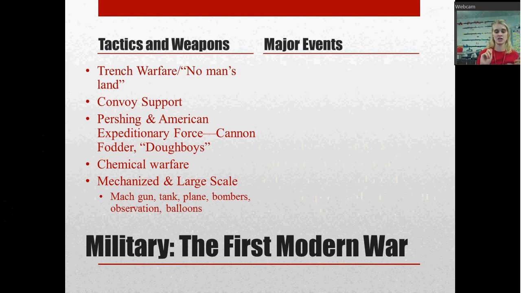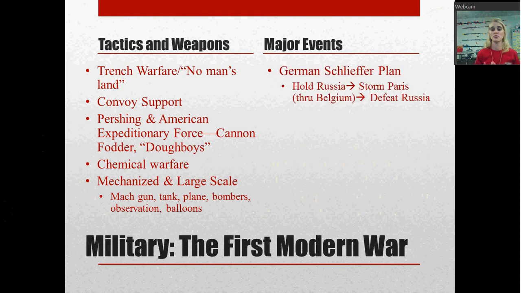This is the change where we go from old style charging at each other on horseback, fighting each other with sabers, to blowing each other up, essentially. So war changes a lot during World War I. Some of the major events that take place during this war. So first we have the German Schlieffen Plan. This was their kind of strategy at the beginning of the war.